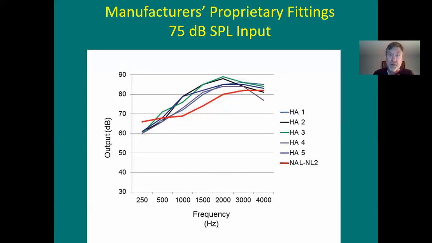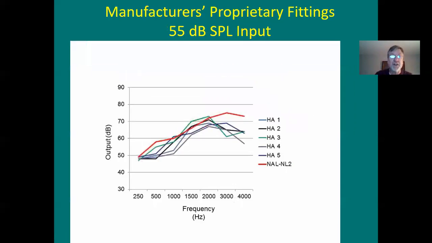But it seems like the proprietary fitting methods of the different manufacturers give a similar amount of gain as the input levels go up. It's weird. Let's look at 55 dB, right in the middle, at 1,500 Hz. If your input level is 55, they're suggesting an output level of about 65, so that's a gain of 10 at 1,500, if you're looking right around here.